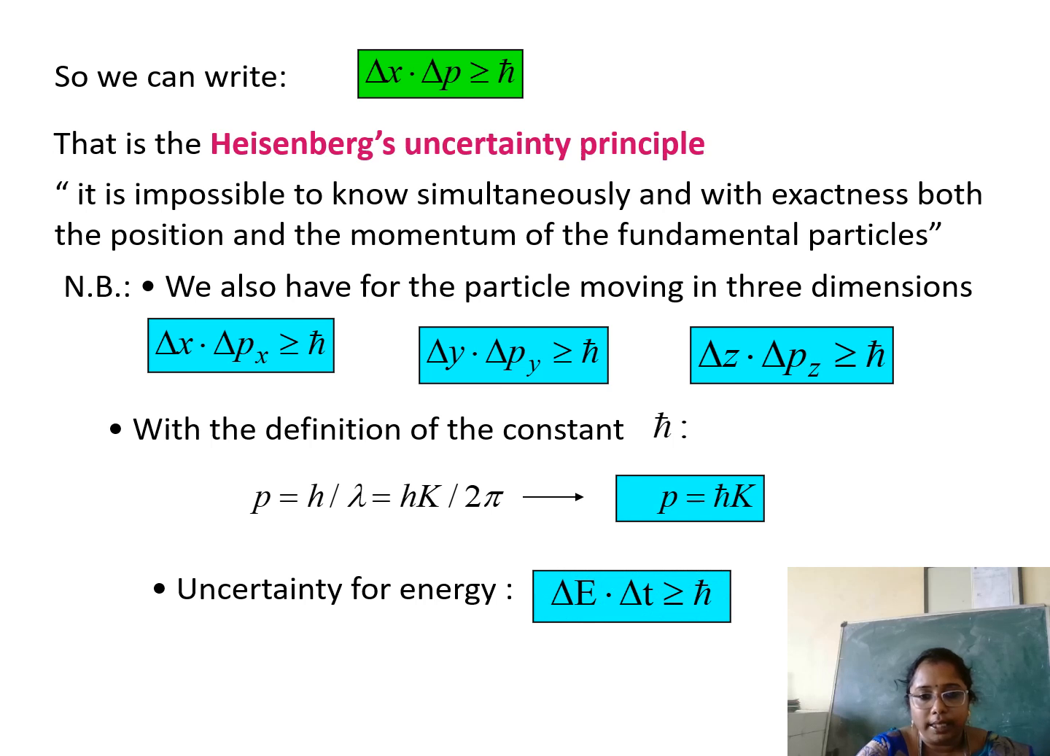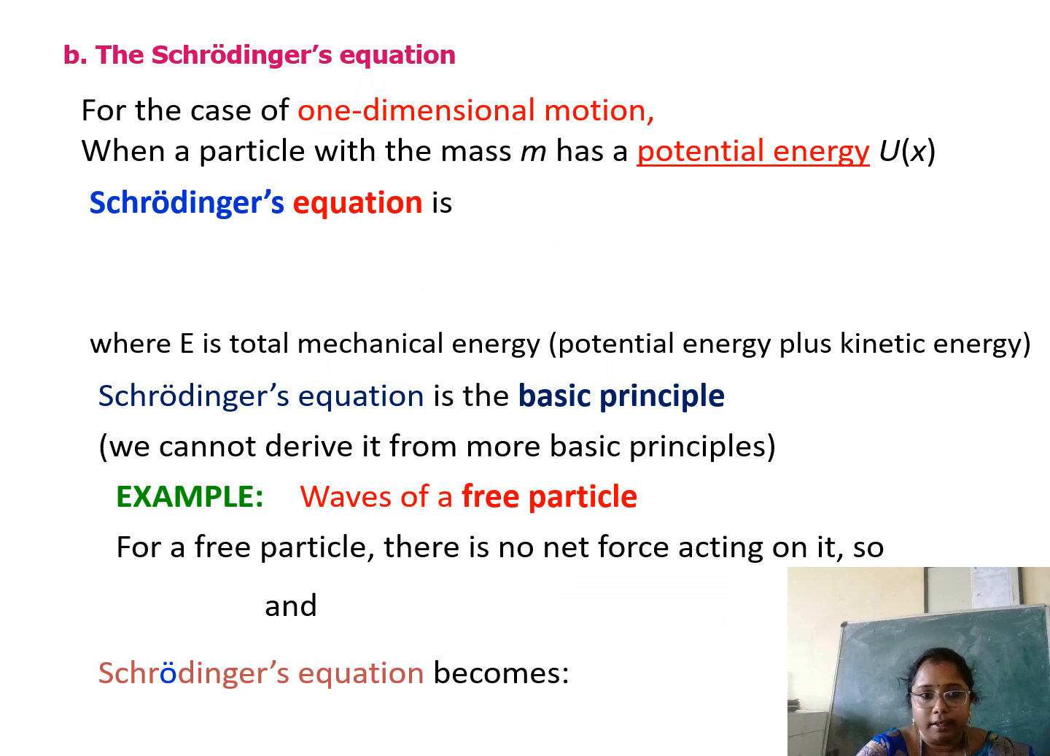Momentum can be written as p is equal to h cut into k, where h cut is equal to h by 2 pi and k is equal to 2 pi by lambda. The uncertainty for energy and time can also be written as delta E into delta t is always greater than or equal to h by 2 pi.